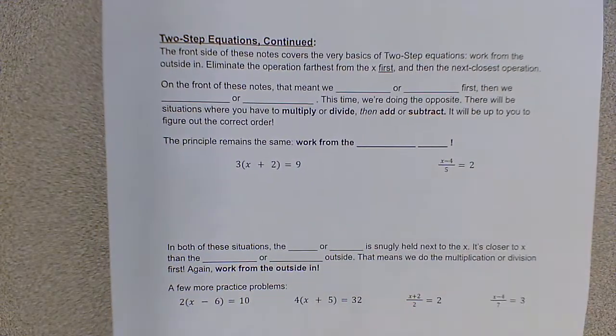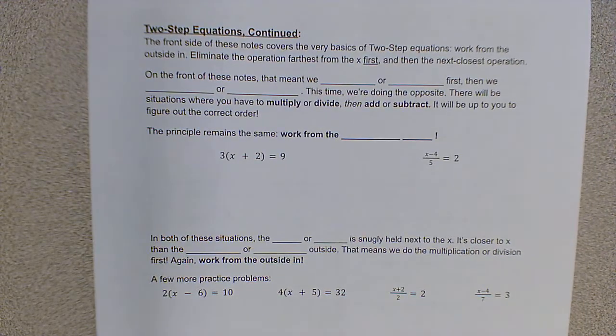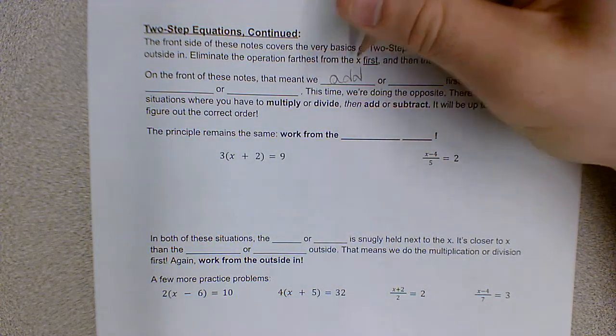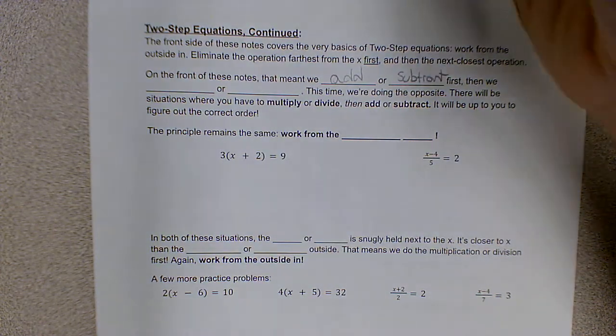On the back, we're going to continue our concepts of two-step equations. The front side of these notes covers the very basics of two-step equations. Work from the outside in. Eliminate the operation farthest from the x first, and then the next closest operation. On the front of these notes, that meant we added or subtracted first. Then, we multiply or divide.